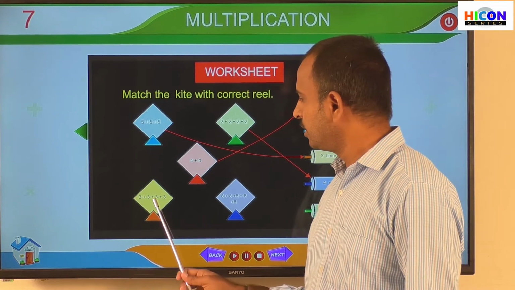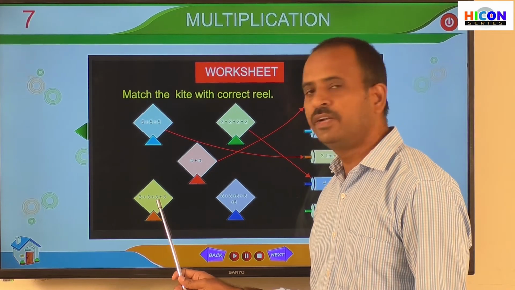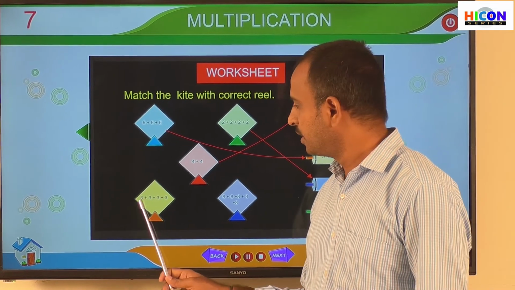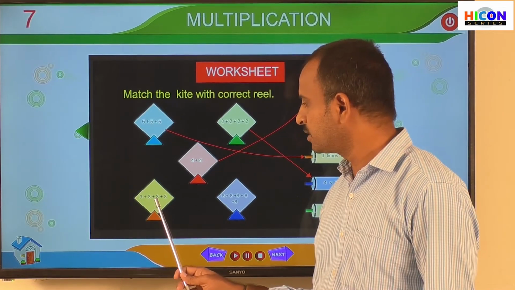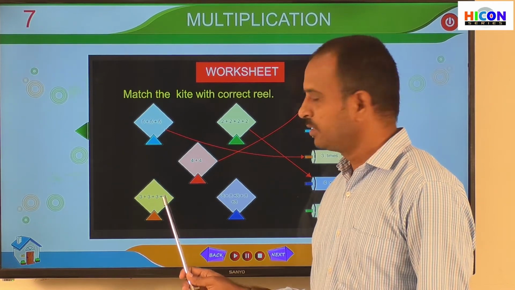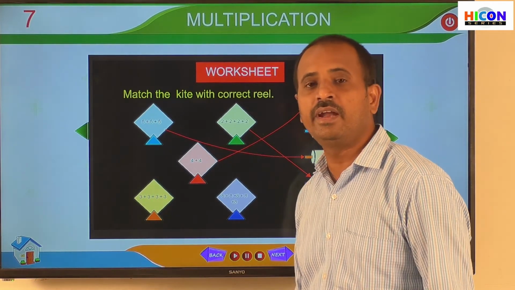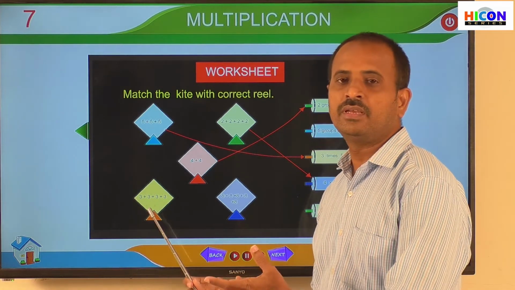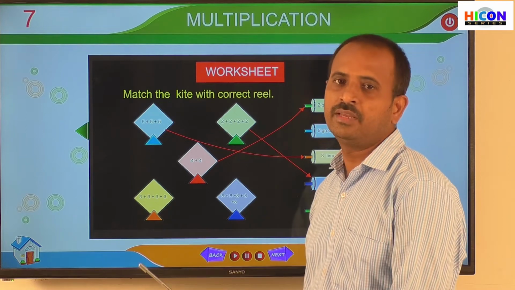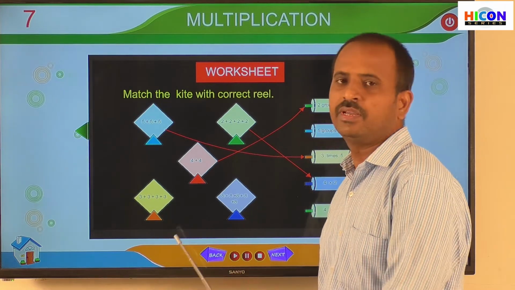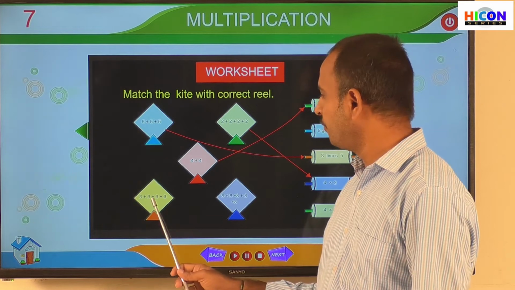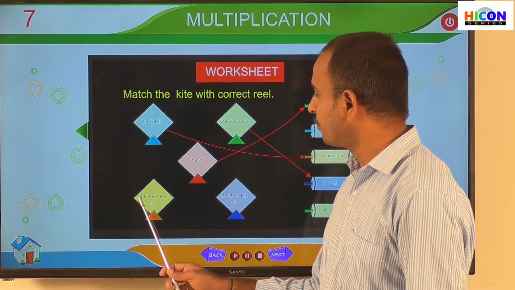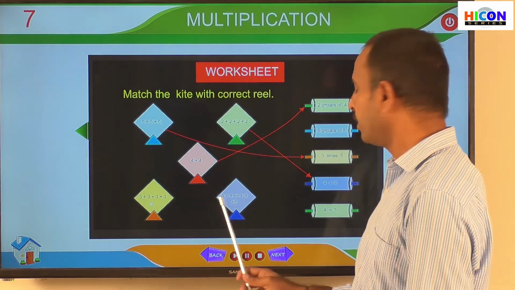So children, see the fourth one. In the fourth kite, we are observing the number 3 added 4 times. That is 3 plus 3 plus 3 plus 3. So the number 3 is added 4 times. That means 4 times 3 or 4 groups of 3 or 4 into 3. Any of them can be written for the fourth kite. So where is the correct reel for the fourth kite? That is 4 times 3 or 4 into 3.